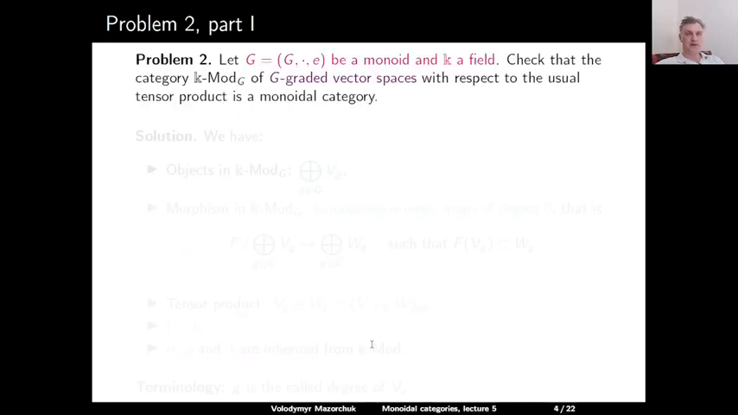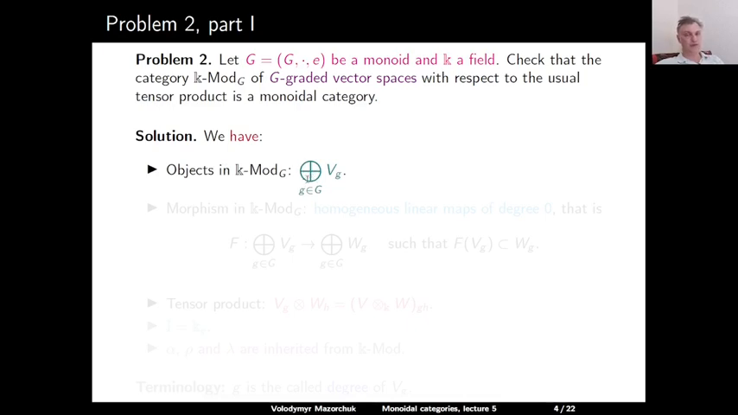Problem 2. Let G be a monoid and K a field. Check that the category of all G-graded vector spaces with respect to the usual tensor product is a monoidal category. Solution. Let us recall the definition of the category of all G-graded vector spaces. So the objects in this category are all G-graded vector spaces.